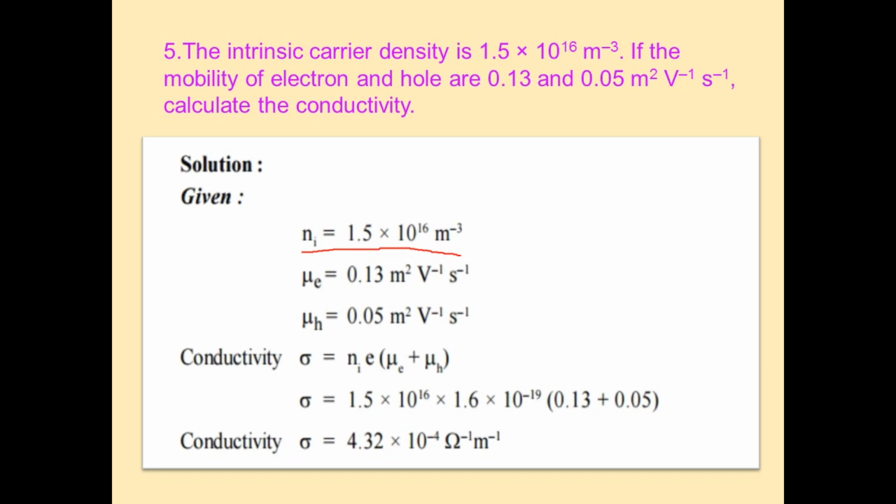We know that conductivity is Ni into E (mu E plus mu H). So sigma equal to Ni 1.5 into 10 power 16, charge of electron 1.6 into 10 power minus 19 times (0.13 plus 0.05). Simplify, students. By simplification you get sigma as 4.32 into 10 power minus 4 ohm inverse meter inverse. The SI unit of conductivity is ohm inverse meter inverse.